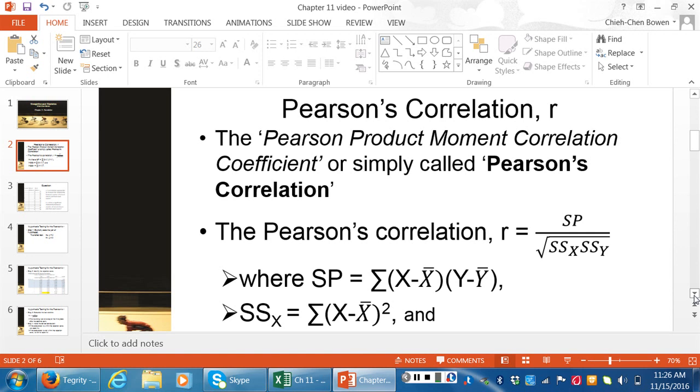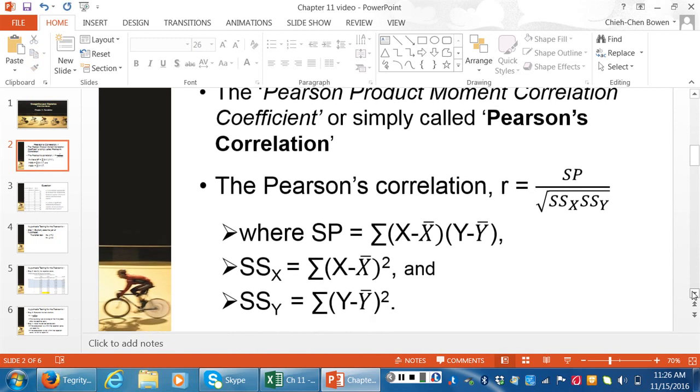R. And Pearson's R, the formula is XP, the cross product, divided by the square root of the sum of square of X times the sum of square of Y. And the cross product is summation X minus X bar times Y minus Y bar. And the sum of square concept is something you're very familiar with. Sum of square X is summation X minus X bar square, and sum of square Y is simply calculated as summation Y minus Y bar square.